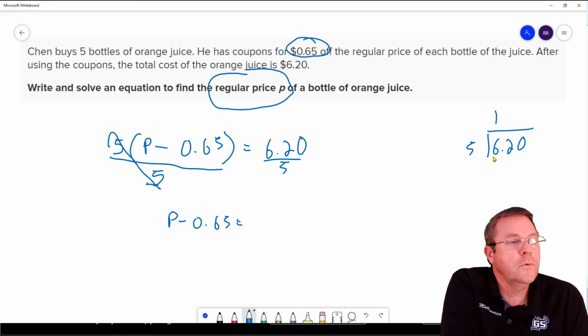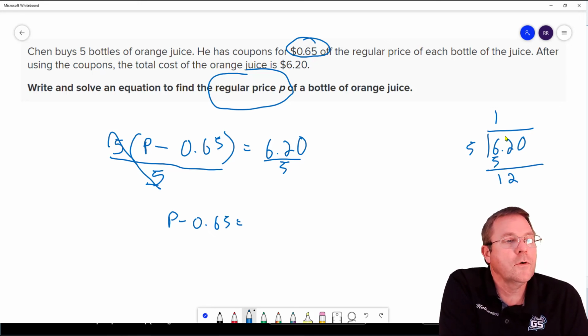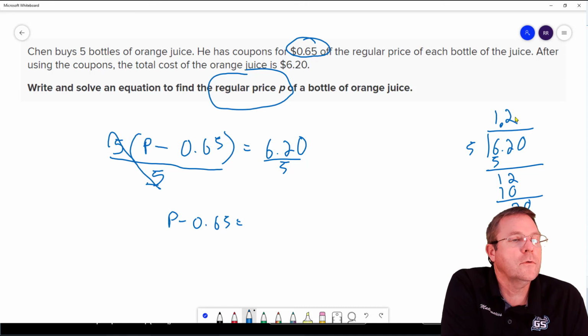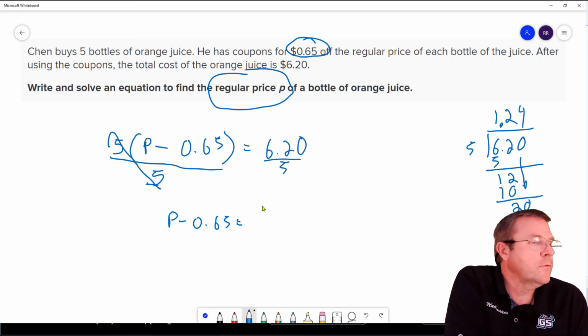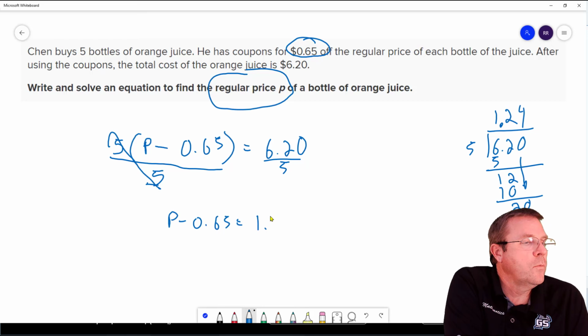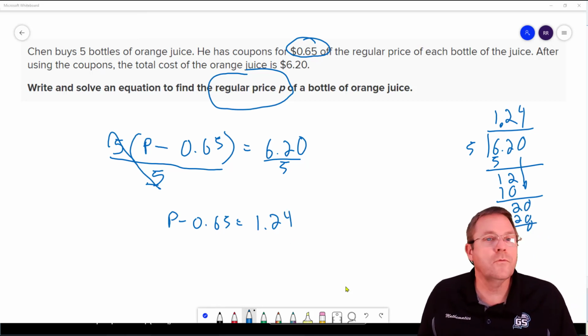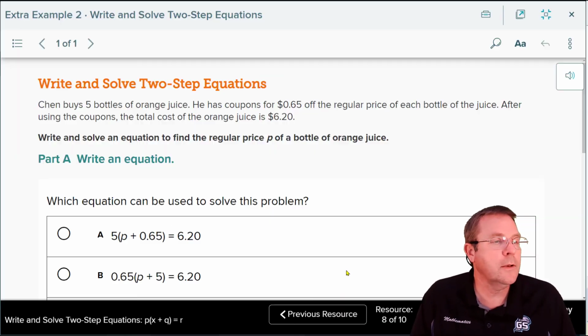5 goes into 6 one time. 1 times 5 is 5. That's going to leave me with 12 left over. Decimal goes up. 5 goes into 12 2 times, which is 10 with 2 left over. The 0 comes down. 5 goes into 20 4 times, which is going to end up being 20 with nothing left over. So now we're down to $1.24.